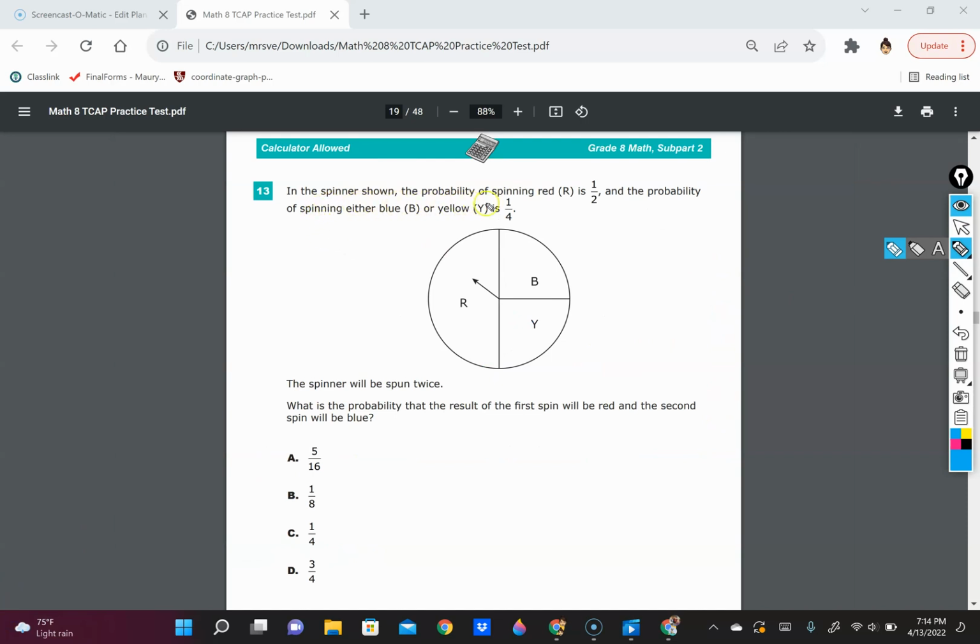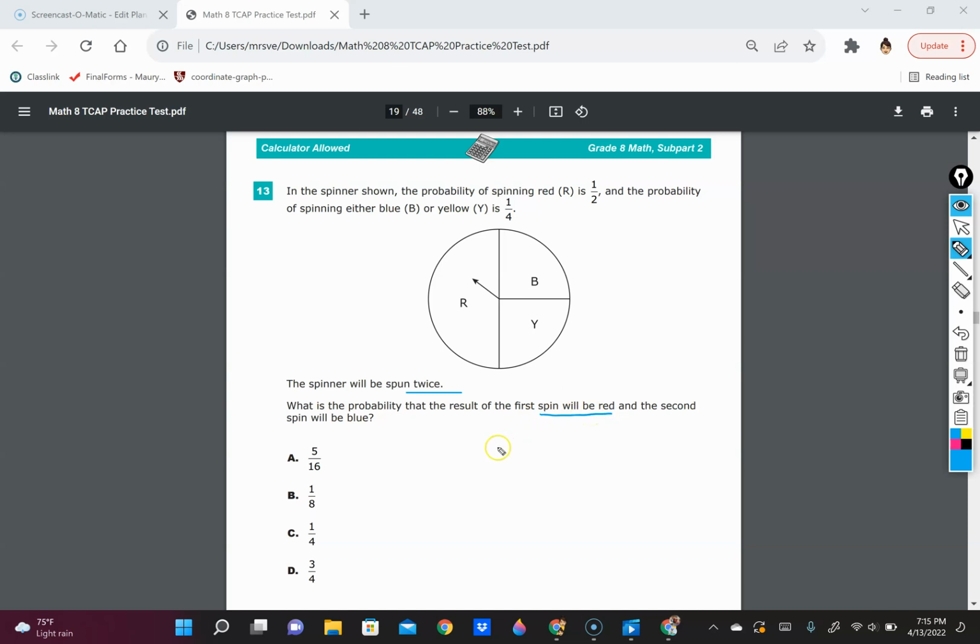In the spinner shown, the probability of the red is 1/2. The probability of the spinning either blue or yellow is 1/4. The spinner will be spun twice. The probability that the resulting of this first spin will be red.